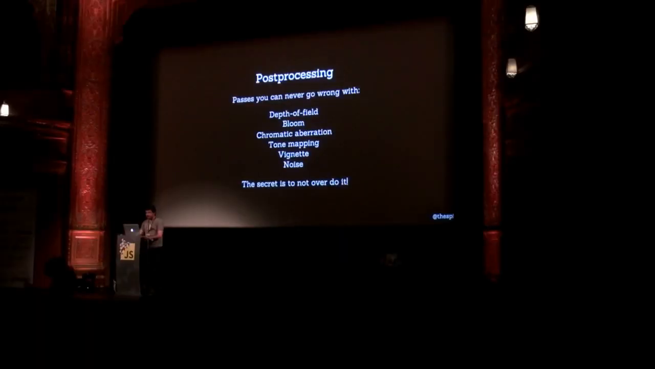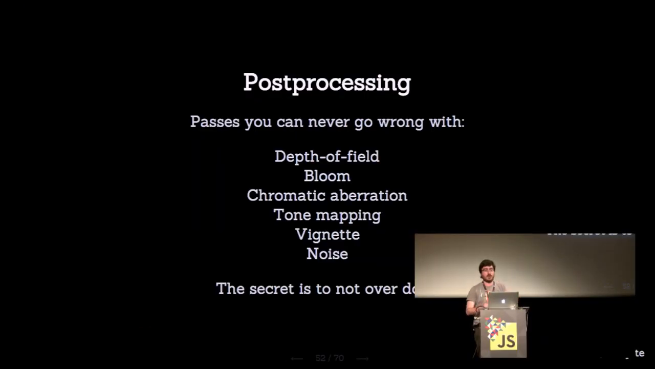Some passes you can never go wrong with: depth of field. That looks really nice. Don't overdo it. That's the secret for everything. A bloom, which makes things kind of glare, like things that look very bright. Chromatic aberration is something that photographers or cinematographers try to get away from, but in CGI we just do flares and chromatic aberration, all things that shouldn't be done. Tone mapping is super nice, so you get the exact tone that you want. Everyone is doing it in movies, in TV shows. A vignette, which makes the borders darker.